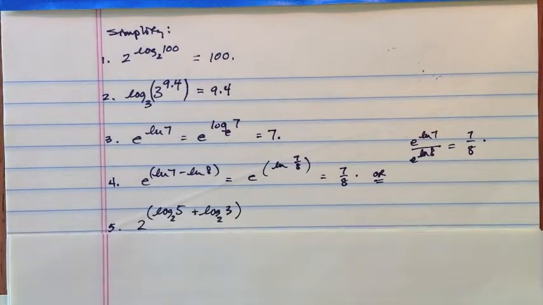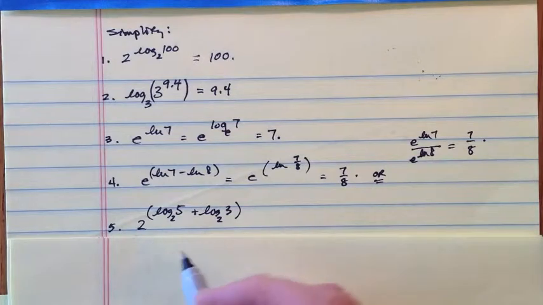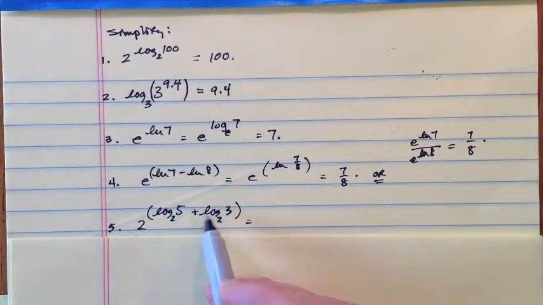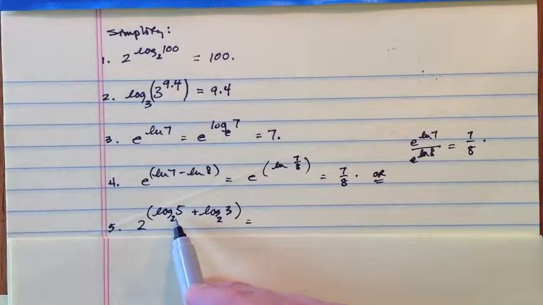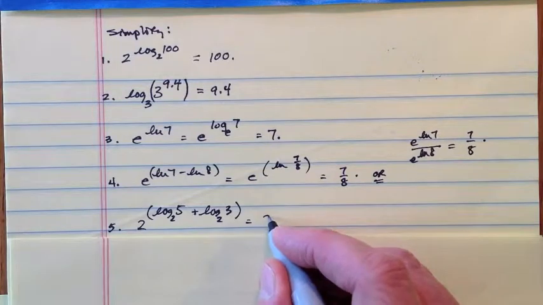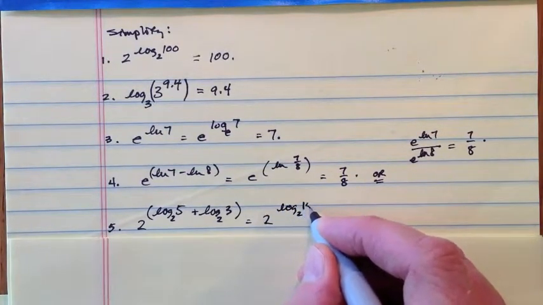Let's try another. This doesn't seem much different than the last one. The bases are 2 instead of e. So one way you could do it is you could remember that the log of a product is the sum of the logs. So when I see log base 2 of 5 plus log base 2 of 3, that's the same thing as the log base 2 of 15.